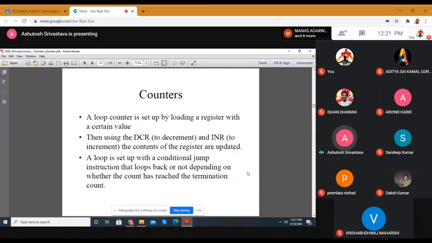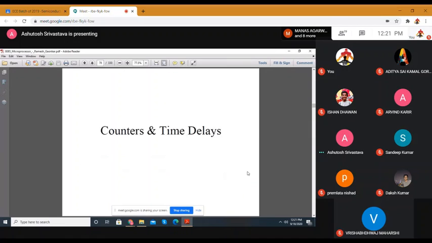We shall be starting with counters and time delay in our next class. That would be followed by subroutines, and then you will reach a stage where you can write all types of different programs, including sorting of numbers, writing numbers in increasing order, decreasing order, and so on and so forth.